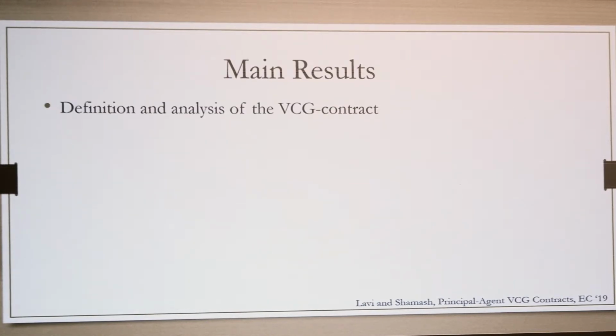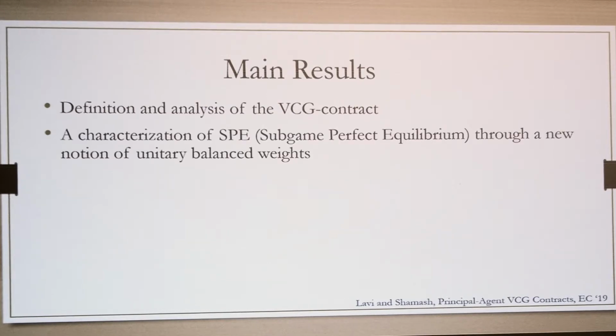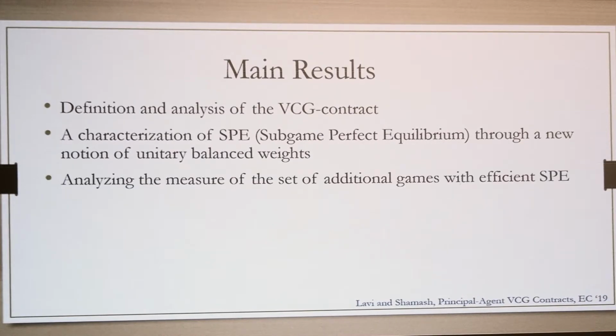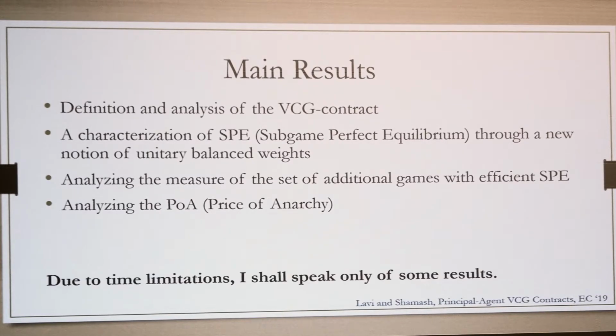So what do we do in our analysis? We analyze these VCG contracts. We characterize the subgame perfect equilibrium through a new notion of unitary balanced weights. We analyze the measure of the set of games which have a subgame perfect equilibrium in the VCG contracts, but did not in the first price contract. And we analyze the price of anarchy. I'll speak of some of these results.